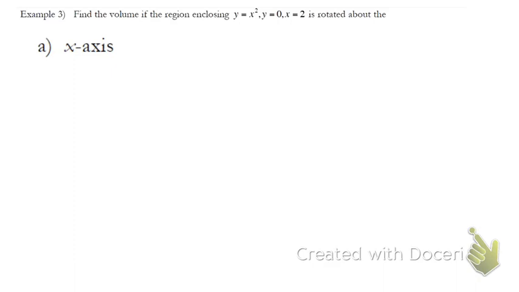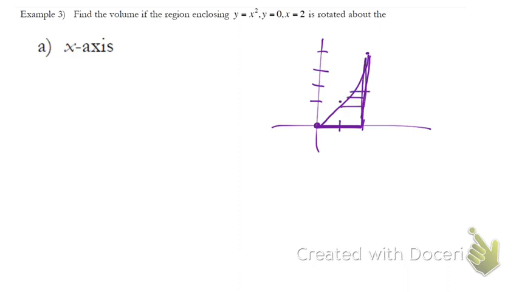So, it says find the volume if the region enclosing y equals x squared, y equals 0, and x equals 2 is rotated about the x-axis. So the first thing that you want to do is make sure that you understand what this looks like. y equals x squared goes to the points (0, 0), (1, 1), and (2, 4). Looks like this, something like that. y equals 0 is the x-axis down here at the bottom, and x equals 2 is this line right here. So this is the area that I have highlighted.